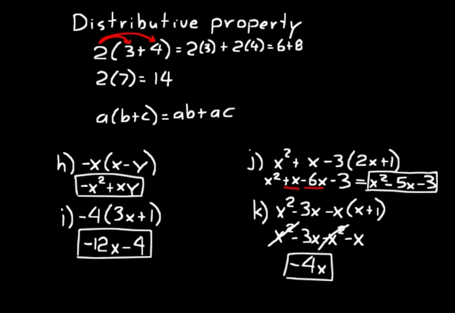Now that one simplified quite a bit. They don't always simplify that much. Just depends on the problem. Distributive property, you just multiply that outside term by the two terms on the inside. Okay, well that's all for lesson 96.